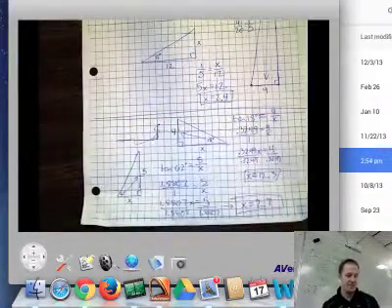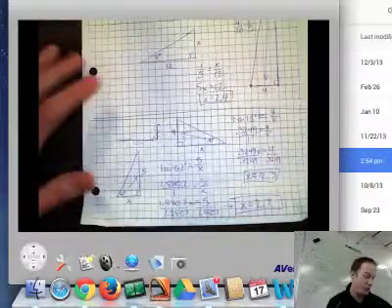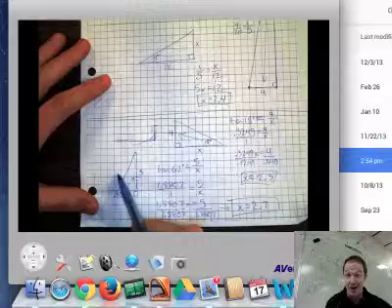And that is the basics of tangent. The next video you'll watch will show you what to do when you have information about the hypotenuse of the triangle.